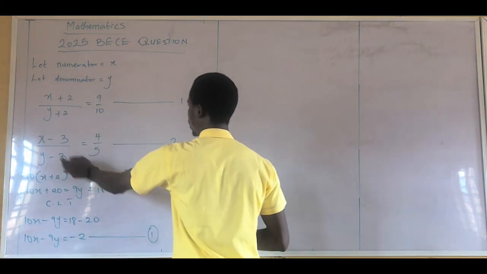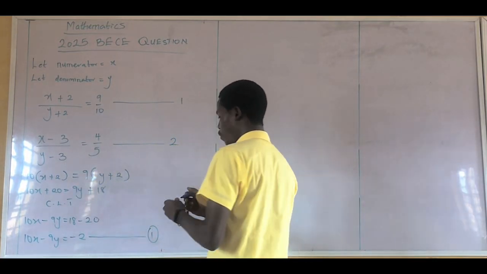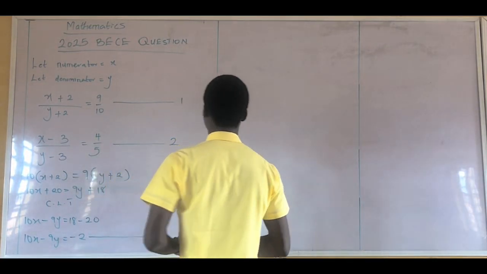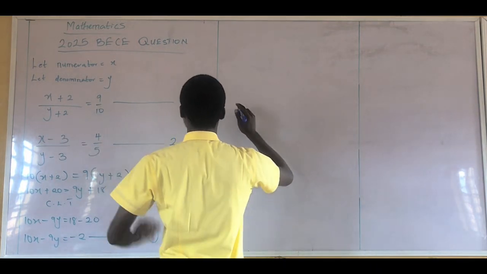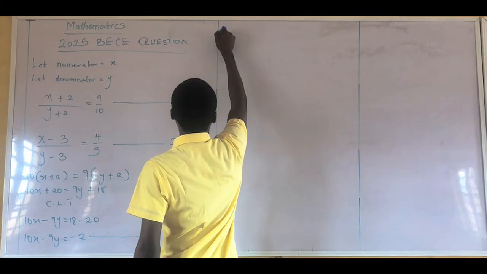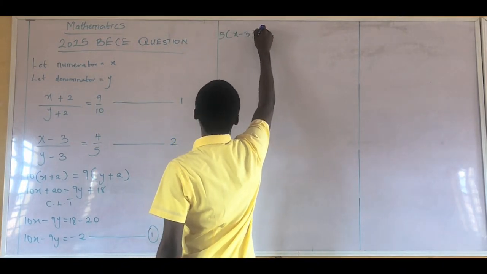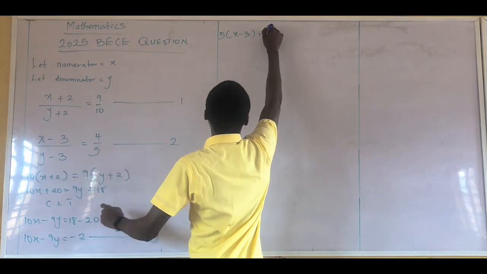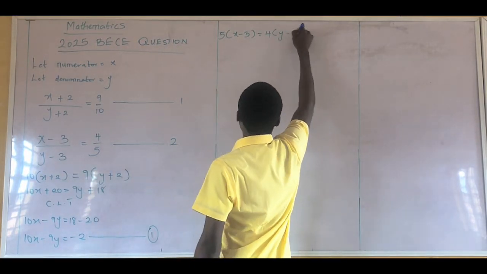We are going to repeat the same step, cross multiplying. 5 we multiply x minus 3, and 4 we multiply y minus 3. Let's do that. So we're going to have, let's start with this times this, 5, open brackets x minus 3, close brackets, equals 4, open brackets y minus 3. Okay.